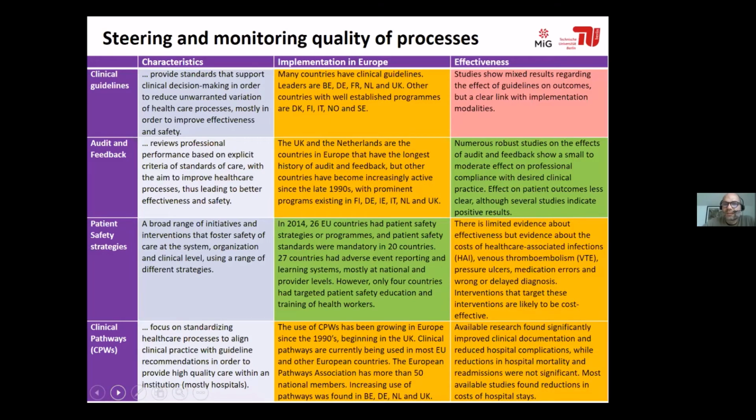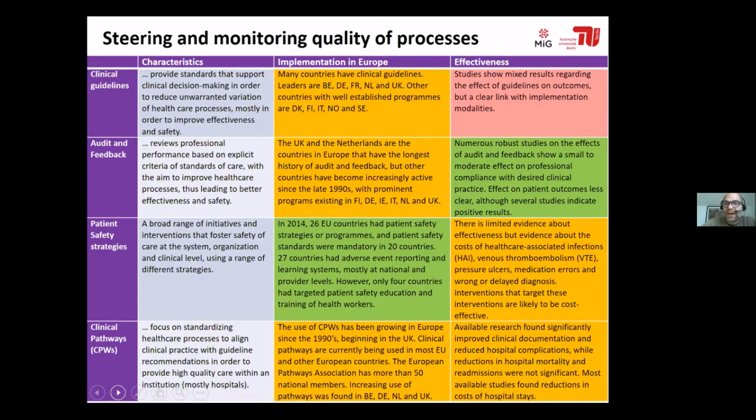Turning to the effectiveness, maybe most surprising, and I think this is a general remark which we found, is that we have people designing and implementing quality improving strategies, and they sometimes very rigorously demand good evidence when they design, for example, clinical guidelines, but the evidence on clinical guidelines itself is very weak and actually shows mixed results, which is rated in red here.